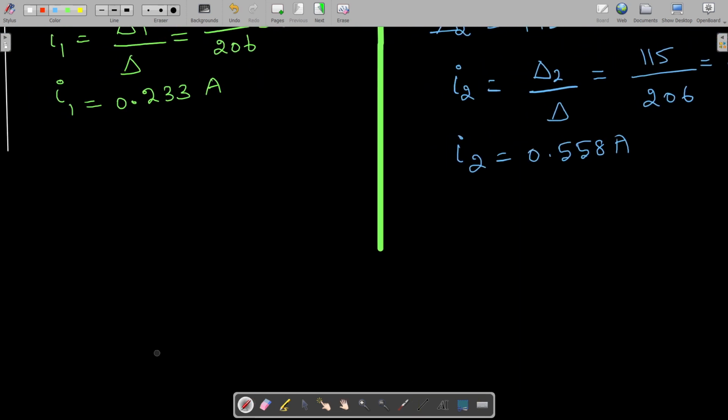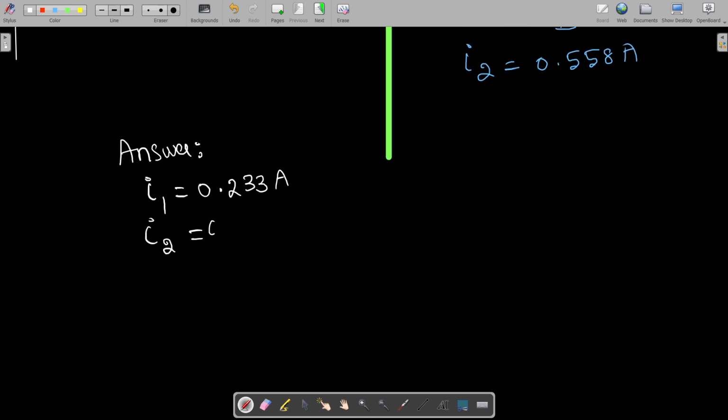So the answer is I1 is equal to 0.233 amps, and this I2 is equal to 0.558 amps, and then this I3 is equal to 0.5679 amps.